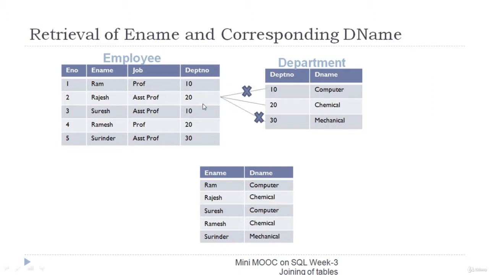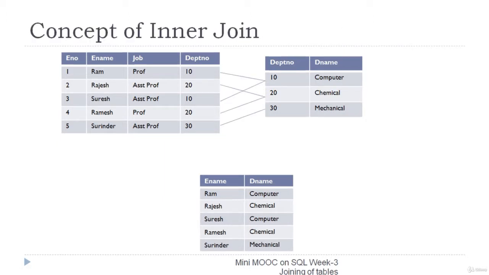Similarly, in case of the second employee, we are again interested in those records where their department numbers are equal. And we need to discard those where their department numbers are not equal. So it is very natural to enforce this condition that only select those pairs where the department number of the employee table is equal to the department number of the department table. In this way, Ram will make a pair with computer department, Rajesh will make a pair with chemical, Suresh with computer, Ramesh with chemical, and Surinder with mechanical. And in this way, we will be able to select 5 desired records.